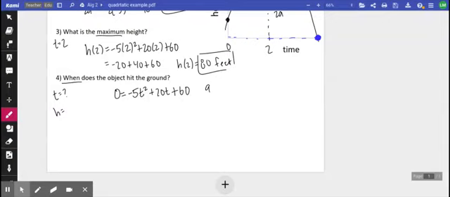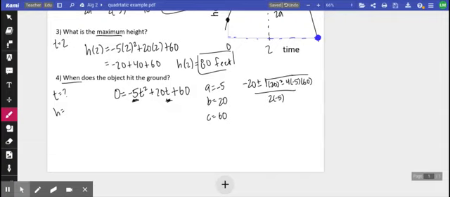All right, I'm just going to pick out my a value. Again, my a value is how many t squareds or x squareds, so I have -5. My b value is how many t's or x's, 20, and then my c value is that constant. I'm just going to plug into this quadratic formula. We get negative b plus or minus the square root of 20 squared minus 4 times negative 5 times 60 all over 2 times negative 5.